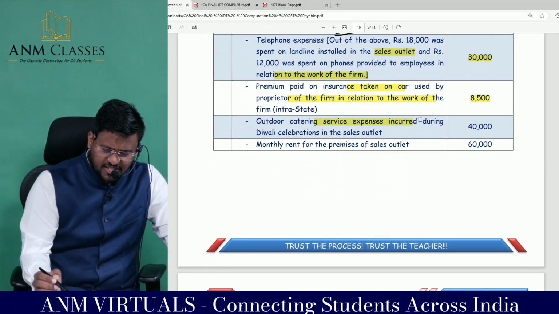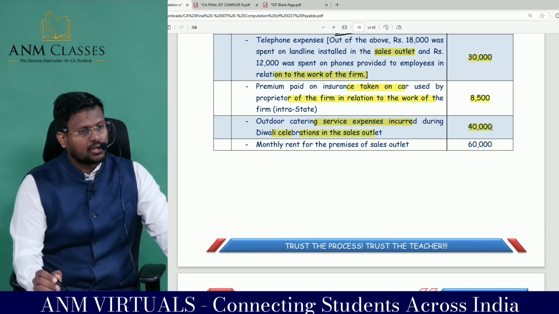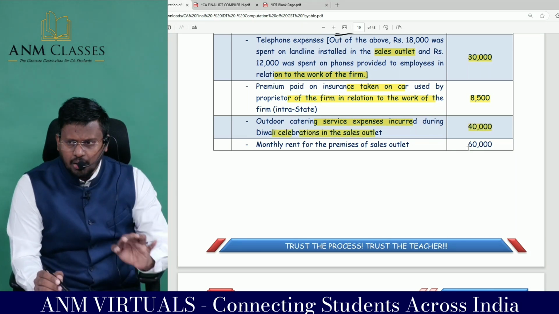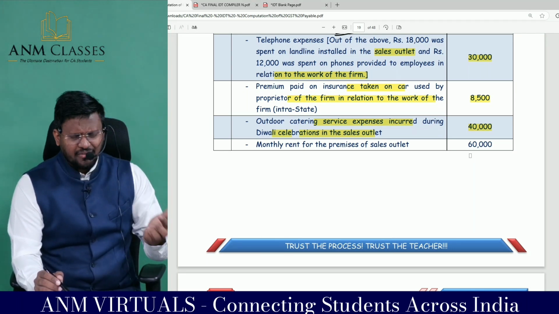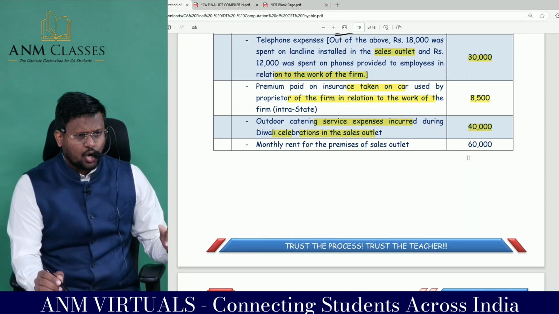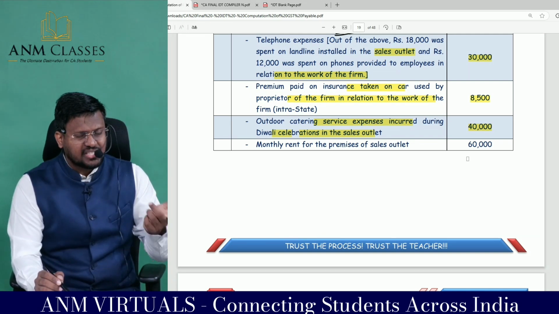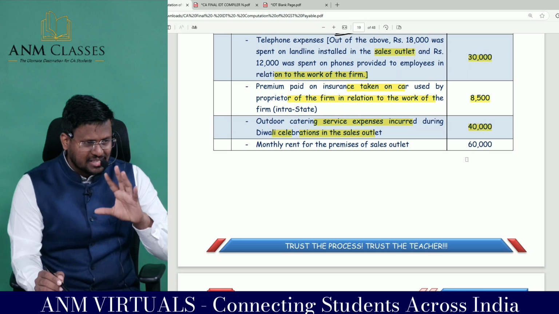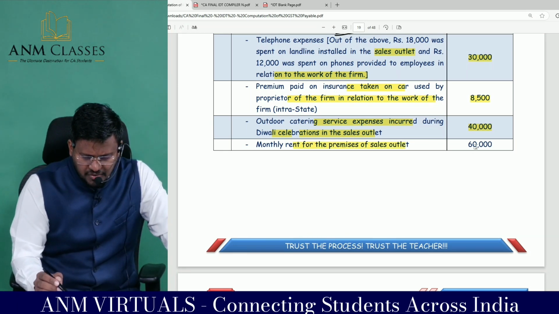Outdoor catering service expense incurred during Diwali celebration in the sales outlet is blocked because outdoor catering is blocked. It does not fall in the exception. We are having an exception: if it is in a similar line of business, or outdoor catering has been used to provide an outward taxable or mixed supply, then that can be taken as ITC. Monthly rent for premises of sales outlet.